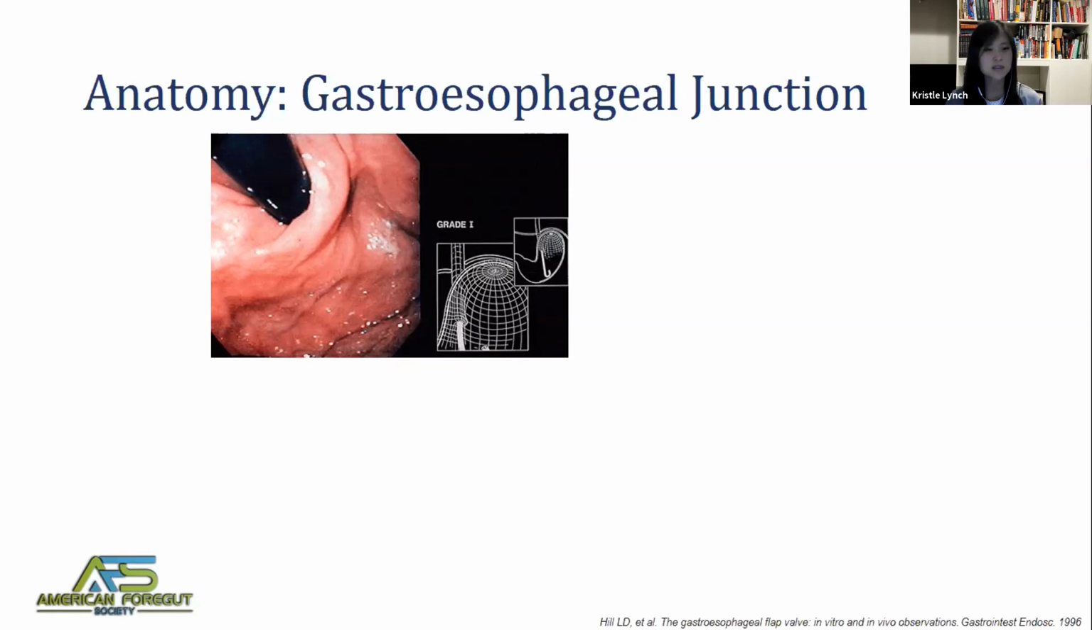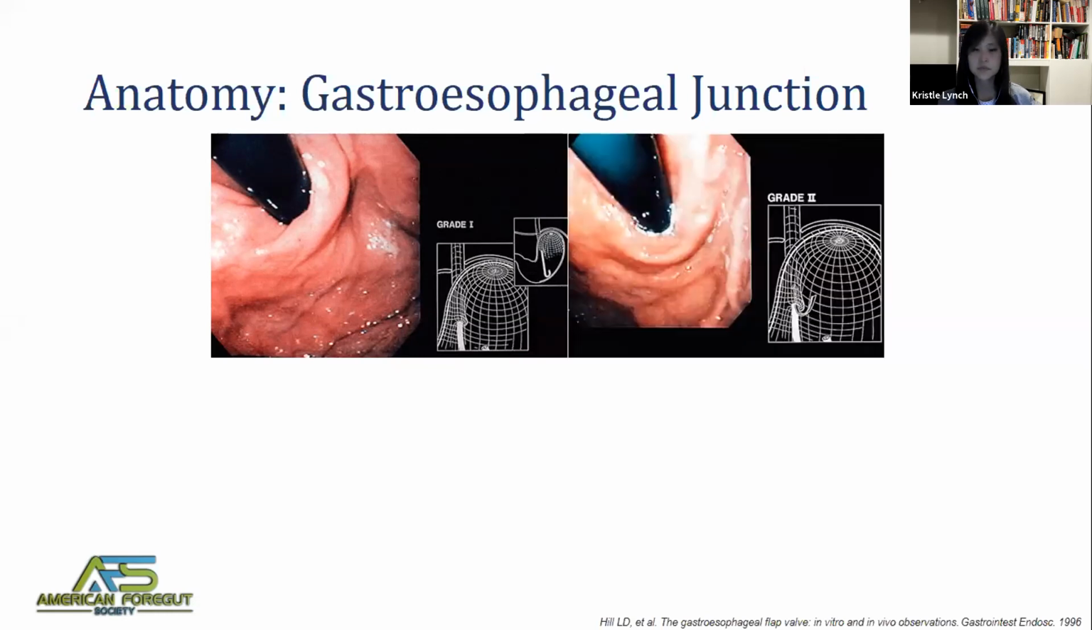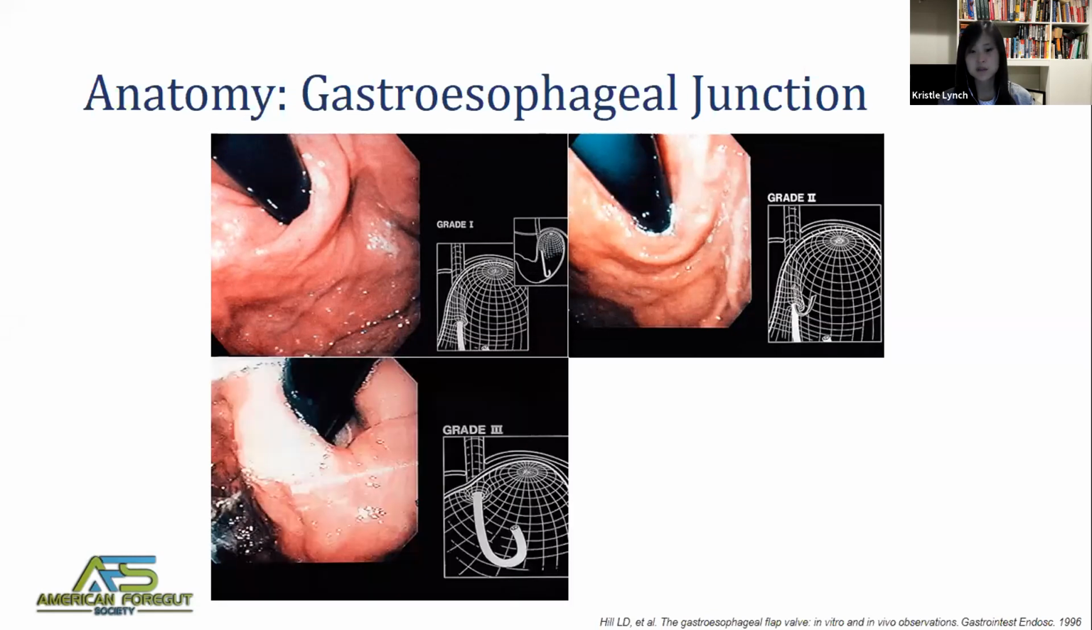And you can see here, this is the retroflex view of the endoscope. And there is a well-defined ridge that is closely approximated to the retroflex endoscope. That would be considered a grade 1 flap. In grade 2, the ridge is not well defined, but we aren't really seeing a space between the endoscope and the mucosa. In grade 3, there is often a space as you move the endoscope, and grade 3 is almost always associated with a hiatal hernia.